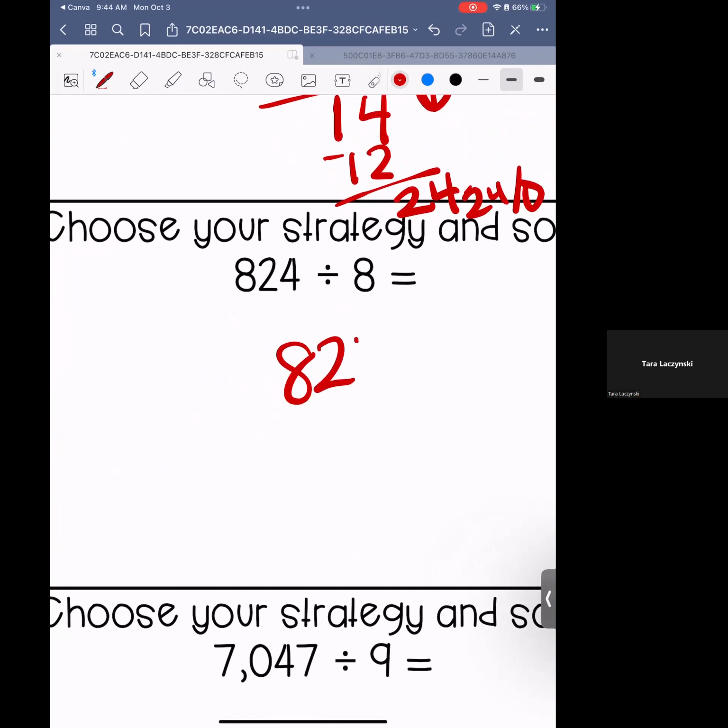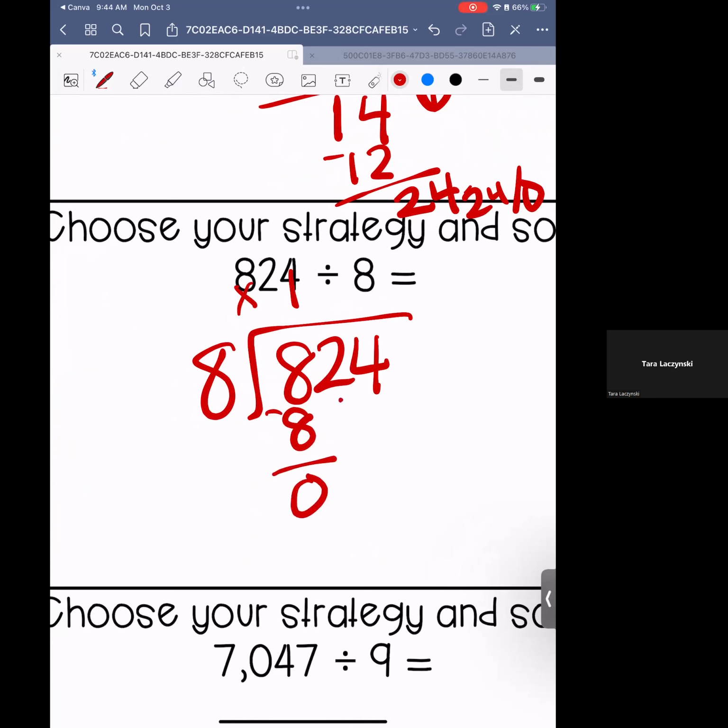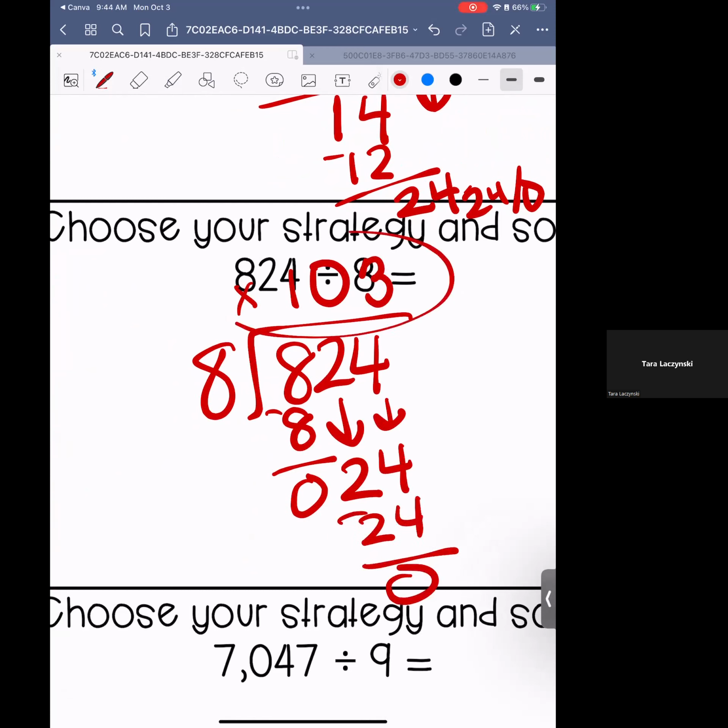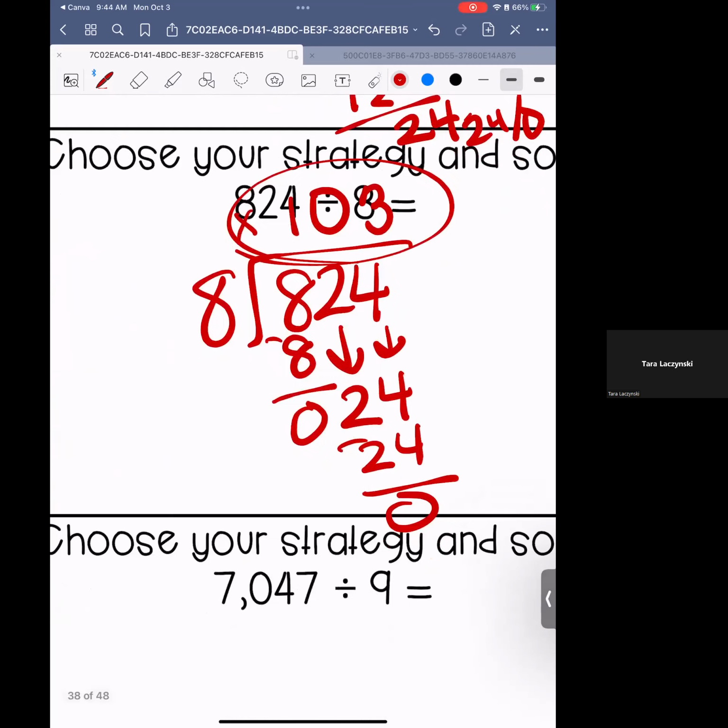824 divided by 8. 8 goes into 8 1 time, evenly leaving us with nothing. Bring down our 2. 8 does not go into 2. We have to show that because it's in the middle. Bring down your 4. 8 times 3 is 24. There is no remainder. Final answer, 103.